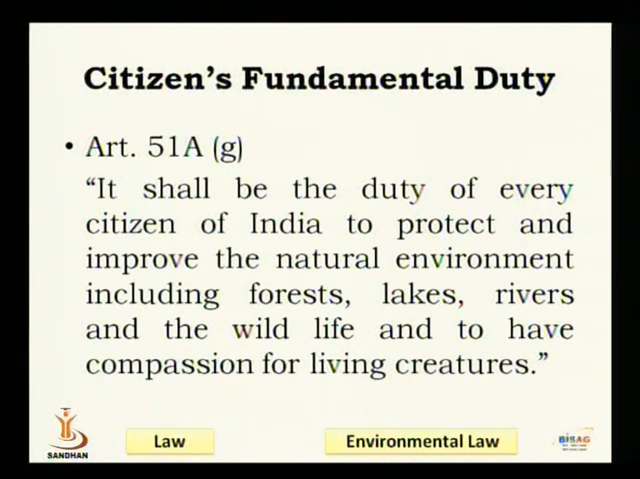Not only to protect, but to improve the environment. We should stop polluting the environment, but we should cure the polluted environment also. This is the duty as enumerated under Article 51A(g). We should protect or improve lakes, forests, rivers, and we should have compassion for living creatures. Compassion means mercy. Compassion means feelings to take care. We should take care of other living creatures.